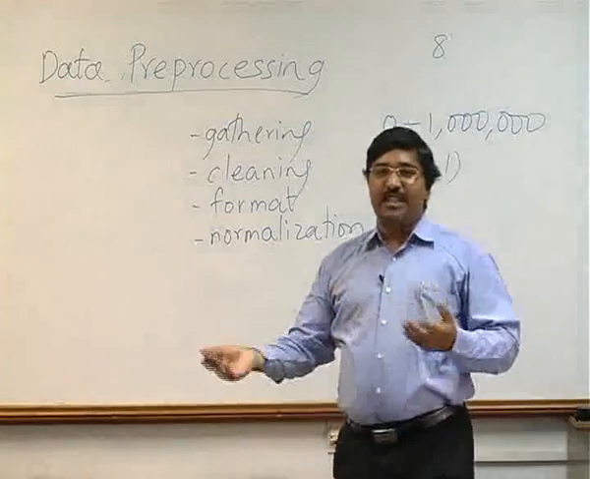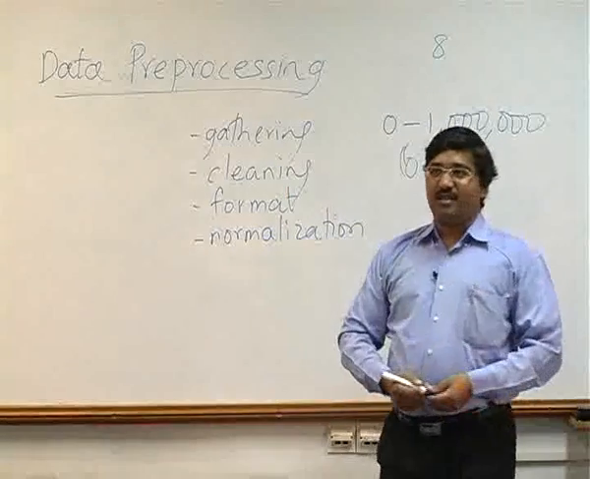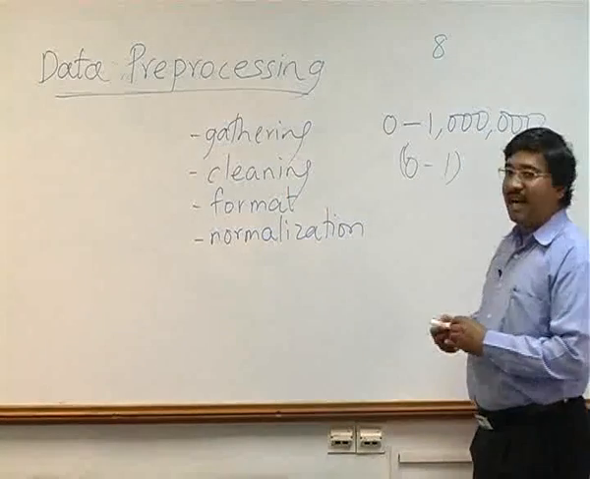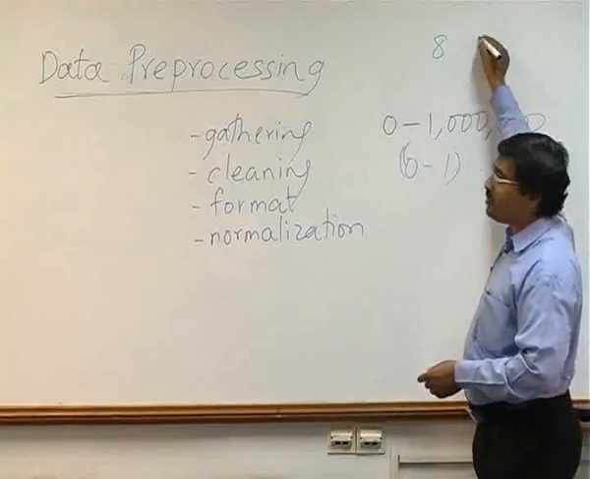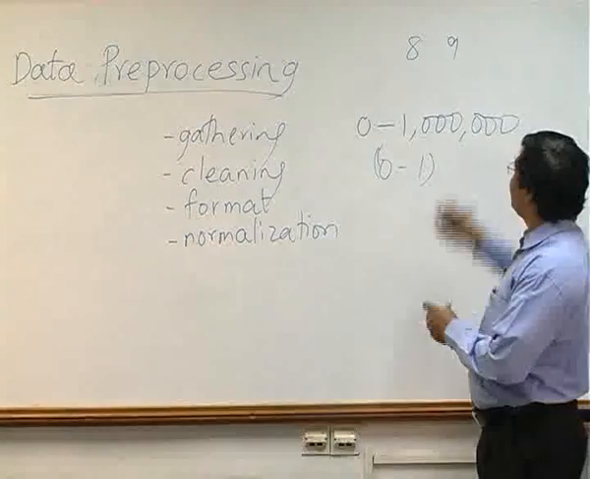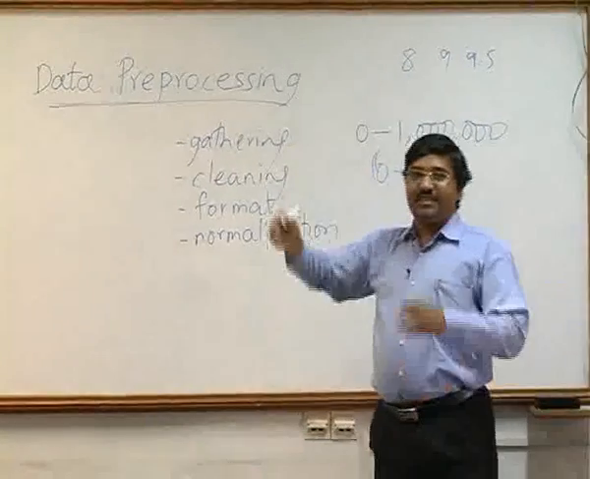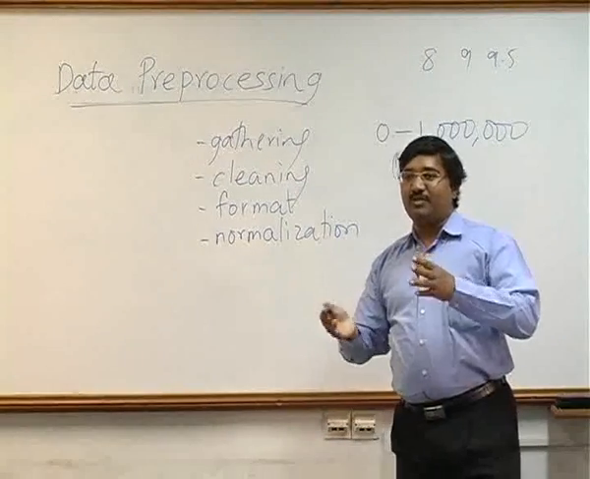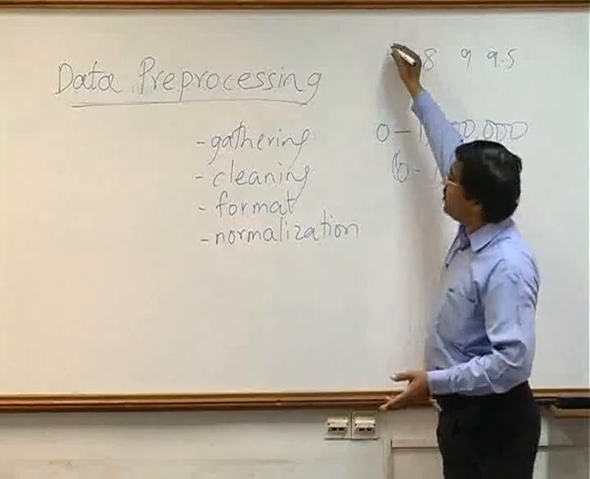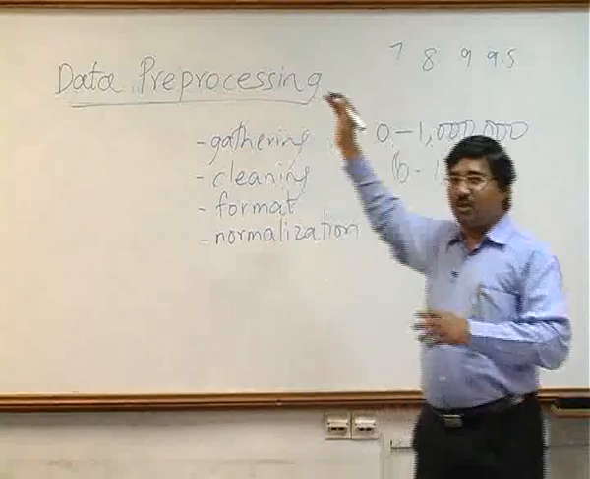Then the next person comes and sings, and maybe he sings better than the previous person, so you have to give a higher score than this. So let's say you give him 9. The next person comes, he sings even better, so you, let's say, give him 9.5. And the next person who comes maybe sings poorer than this person, so you give him 7. In that way, you keep giving scores to all the different people.